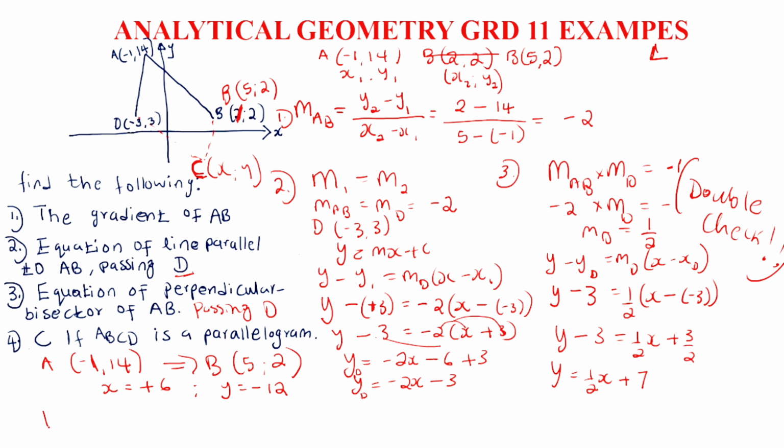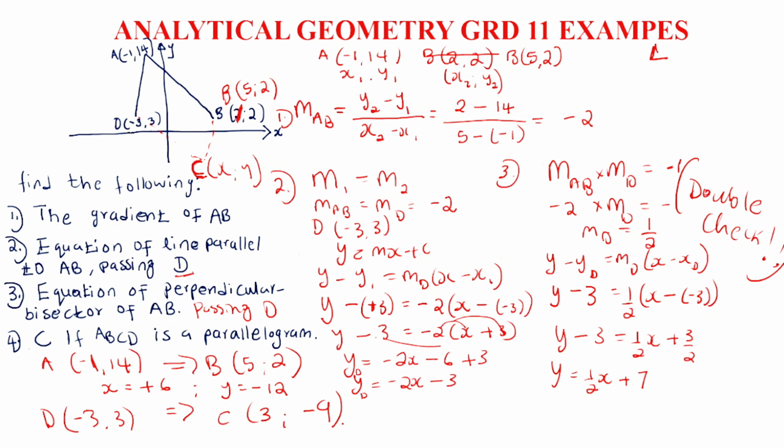Similarly, this is what you would do. You say D is -3, 3. In order for you to get to C, what must have happened? We're just going to add the same thing that happened to A. We're just going to add 6. When you add 6, what do you get at C? -3 plus 6, you should get 3. And therefore 3 minus 12, you should get -9. So these are the coordinates of C, and that's how you would deal with it.